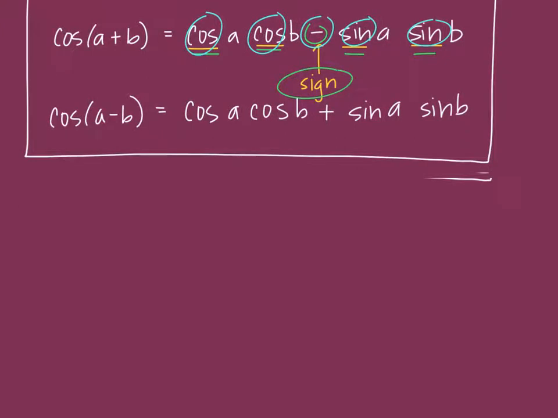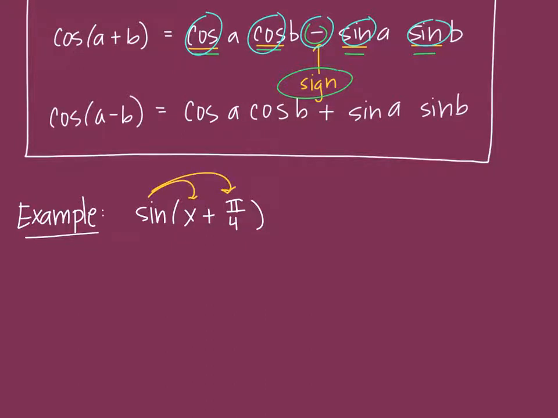So how does this relate to problems that we would have? All right, so let me give you something to simplify. Suppose you have the sine of x plus pi fourths. What you do not do is distribute and tell me that the answer is sine x plus sine pi fourths. That is not how things go. That would be the wrong way to do it.